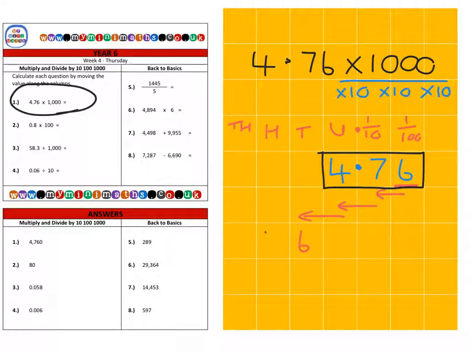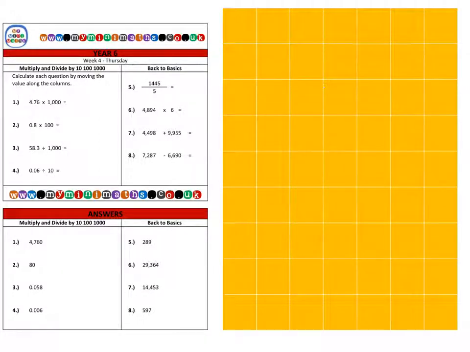So we have our 6, 7 and our 4. And don't forget, we have a gap. So we place a 0 in there for a final answer of 4,760. And next we're on to question 2, which is 0.8 multiplied by 100.